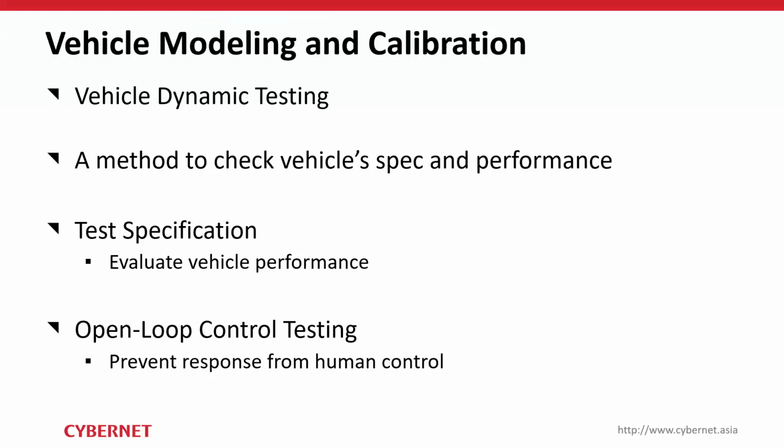Most of the testing sequences are open-loop control tests. Open-loop means we control the car without any kind of vehicle dynamics feedback. For example, full throttle instead of constant speed. Turn the steering wheel with constant force instead of a specified angle. Full brake no matter whether ABS is on or off. It will prevent response error from human control.